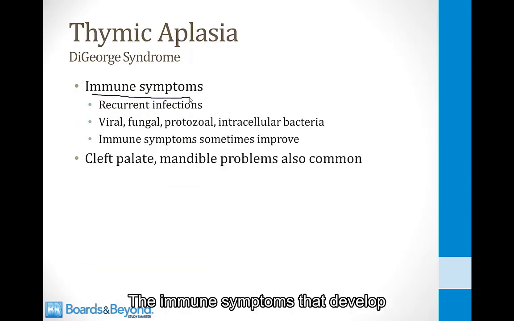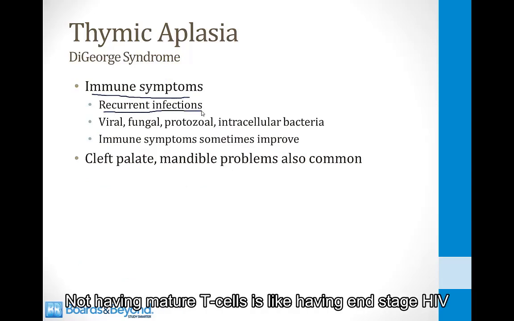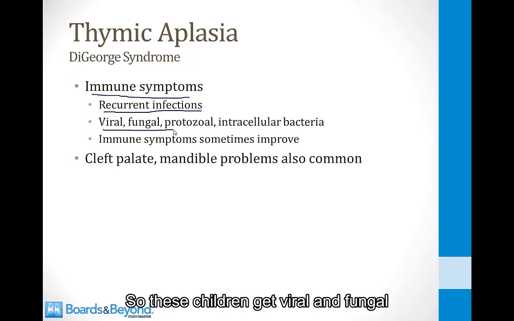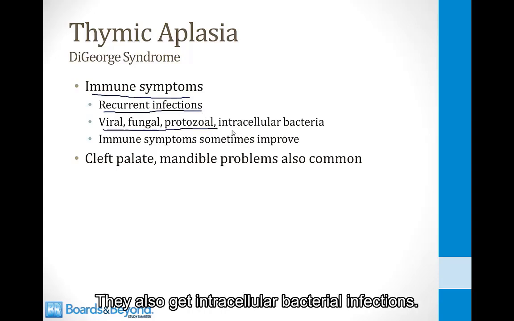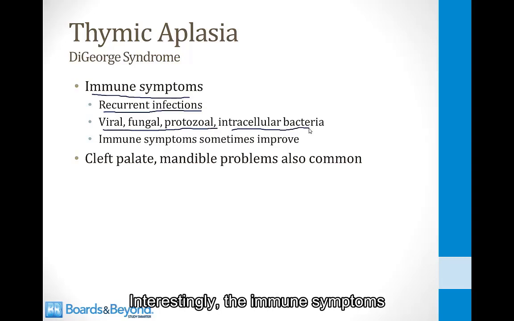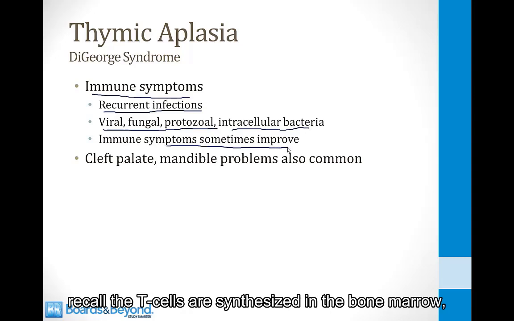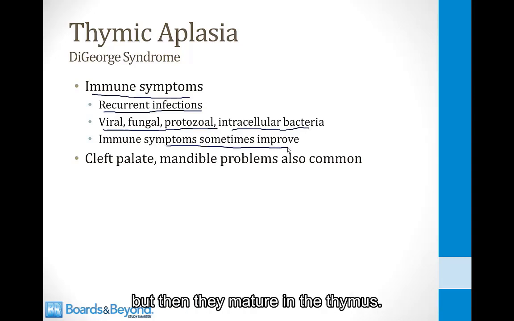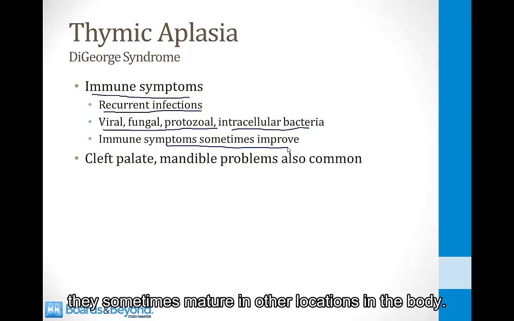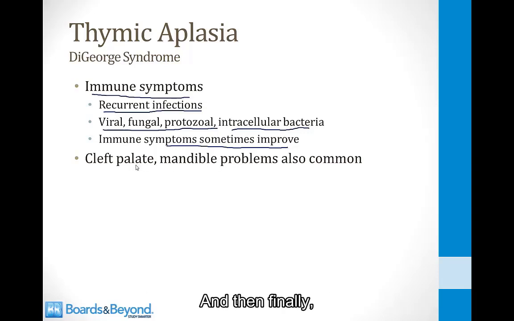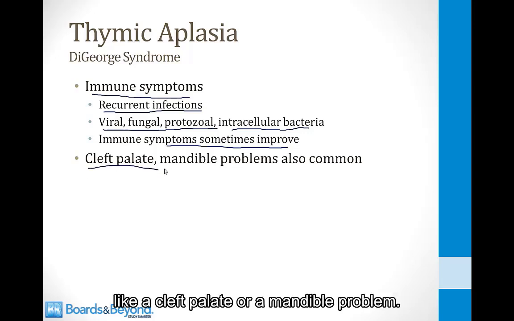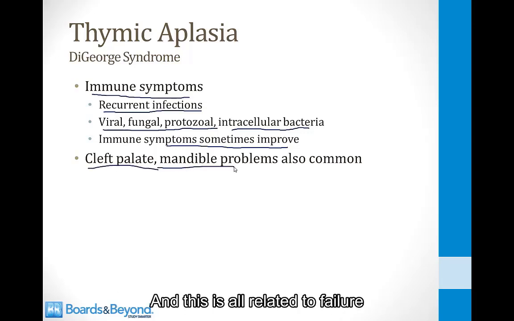The immune symptoms that develop all have to do with recurrent infections. Not having mature T cells is like having end-stage HIV or AIDS, so these children get viral and fungal and protozoal infections. They also get intracellular bacterial infections. Interestingly, the immune symptoms sometimes improve a little bit with age. Recall that T cells are synthesized in the bone marrow, but then they mature in the thymus. When the thymus is missing, they sometimes mature in other locations in the body. And then finally, these children often have facial abnormalities like a cleft palate or a mandible problem, and this is all related to failure of the third and fourth pharyngeal pouches to develop normally.